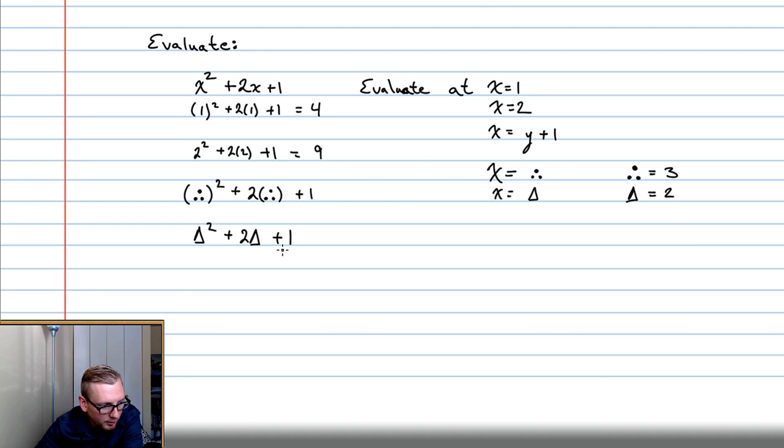What else could we say? Now, what happens when we plug in y plus 1? Well, we've got (y plus 1) squared plus 2 times (y plus 1) plus 1. And then simplify.